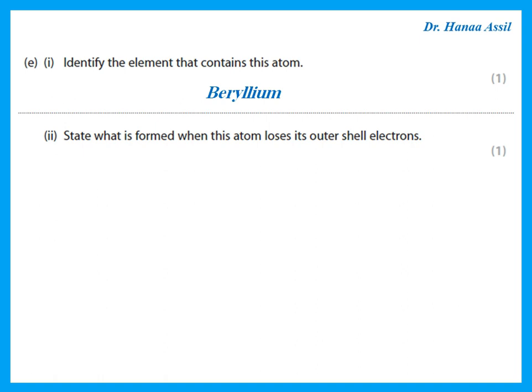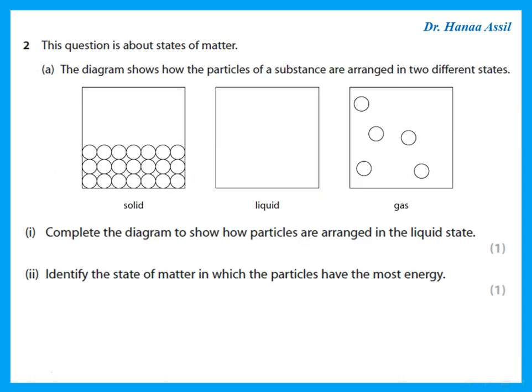State what is formed when this atom loses its outer shell electrons. Remember, if an atom loses the outer shell electrons, then it becomes a positive ion, because an atom has an equal number of protons and electrons. But if it loses any of its electrons, then now it has extra protons that have a positive charge, so you have a positive ion.